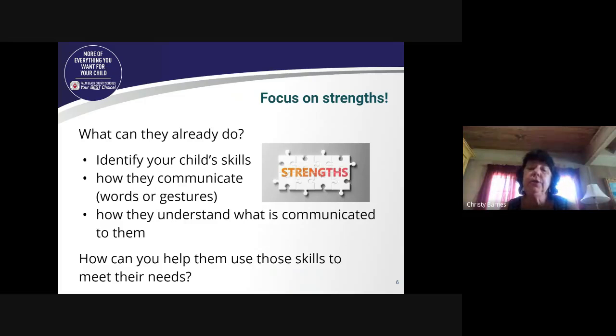The first thing we want to do is focus on strengths. What can your child already do? So number one, you want to identify your child's skills. For example, how do they communicate? Do they use words? Do they sign? Do they use gestures? Everybody has different communication skills. And then how they understand what is communicated to them. We know that some of our children understand exactly what you're saying, but then it's hard for them to express themselves. And then how can you help them use those skills to meet their needs?